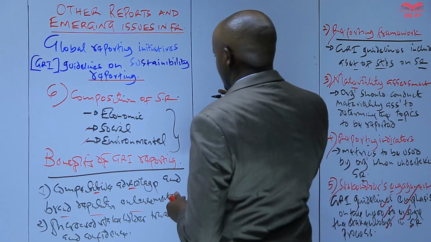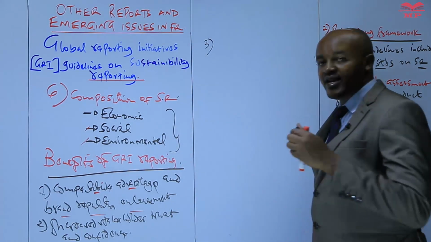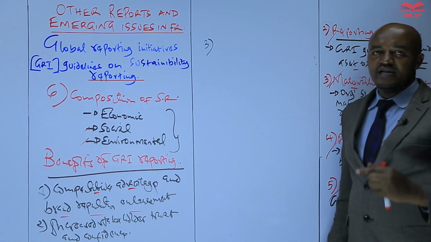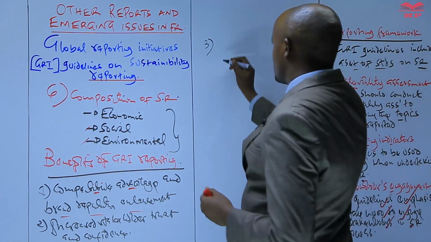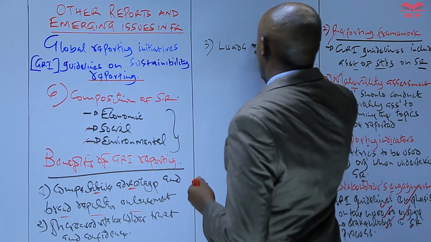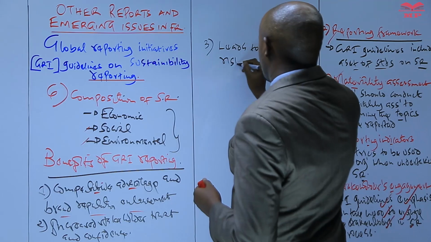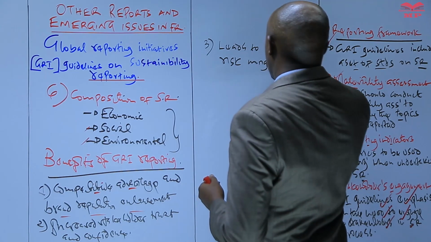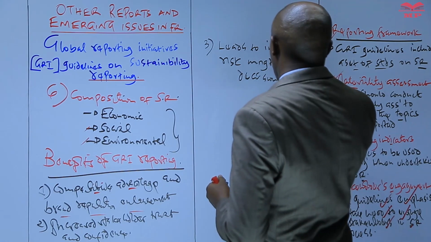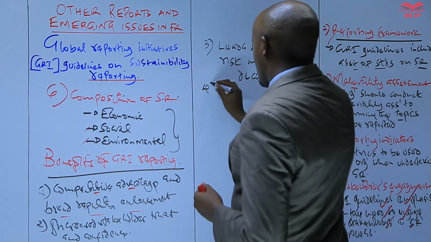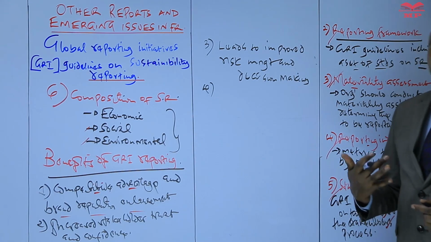The other benefit of GRI reporting, which is number three, is that it leads to improved risk management and decision making. That is the other benefit of the Global Reporting Initiative.